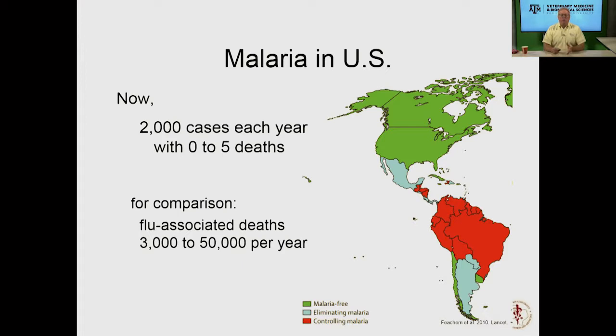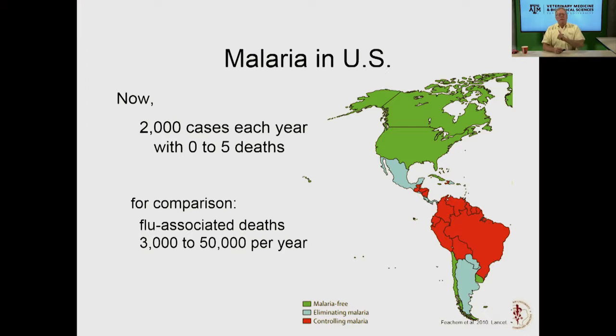Now in the US, we really don't have a malaria problem. We have roughly 2,000 cases each year. Now, what's interesting is that those cases are not caused by the mosquitoes in the United States. Malaria is not endemic in the US. It is brought in. It's from people who go outside of the US, go traveling to South America, Asia, Africa, get infected there, and then come back into the United States. And because of our health system, we have a very good health system here in the US, there are only 0 to 5 deaths a year due to malaria.